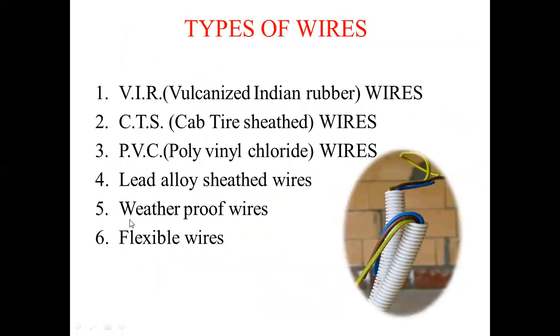Here are the different types of wires available: VIR wire, simple vulcanized Indian rubber; CTS, cap tire sheathed; polyvinyl chloride, which is most commonly used nowadays, PVC wires; lead alloy sheathed wires, weatherproof cables or wires, and flexible wires. These are the different types of wires available in the market.